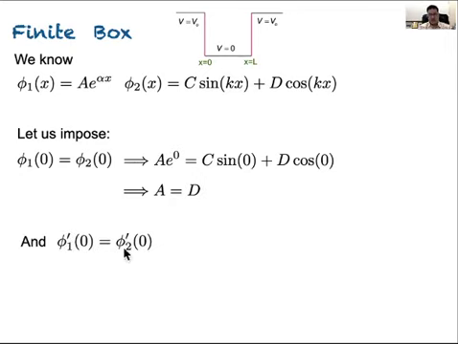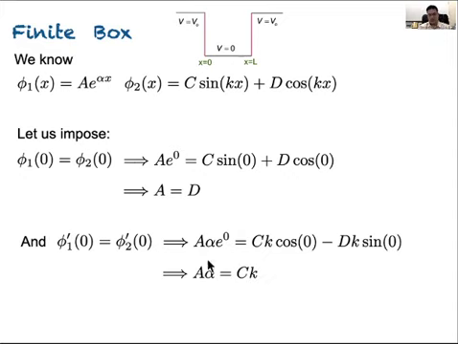Now when you apply the continuity of the derivative of the wave function at the boundaries, if you take the derivative of this one with respect to x, what you are going to get? A alpha times e to the power alpha x. Okay, so A alpha times e to the power 0 is equal to, when you take the derivative of this one, it will be cosine, but with k, and this will be minus Dk times sine. So this term goes to 0, this term will be unity. So what you are going to get? A alpha is equal to Ck. So these are the two conditions that you have got from the boundary conditions at x equal to 0.